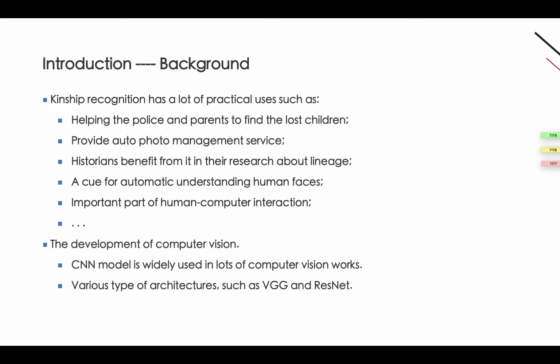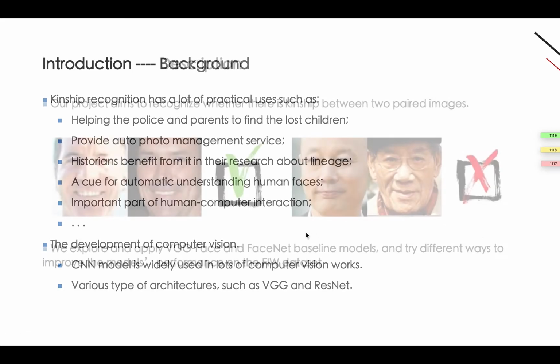With the development of computer vision, CNN models are widely used in lots of computer vision work, and various types of architectures such as VGG and ResNet can be used in kinship recognition.